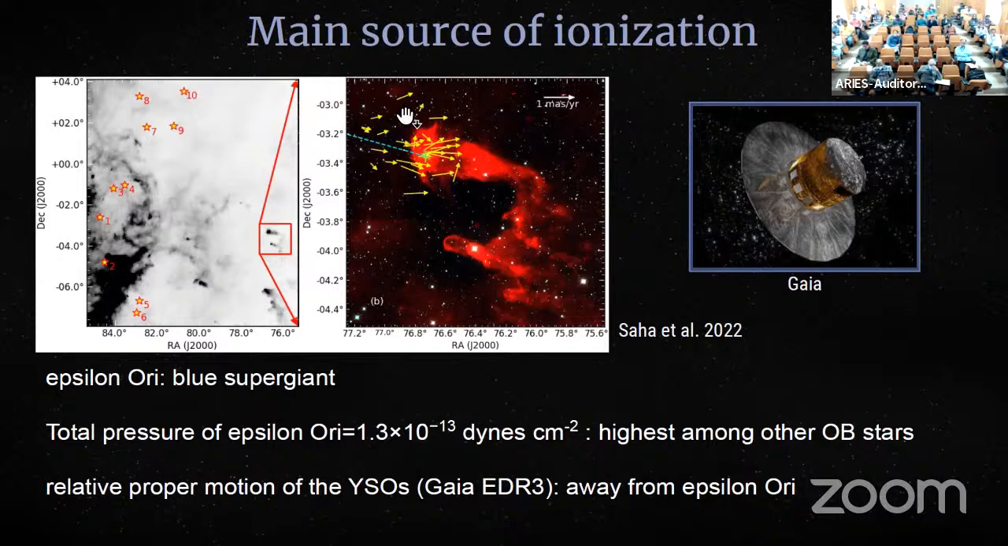In this figure, I have shown the relative proper motion of the YSOs using the yellow arrows. And this is the direction of ionization. This line is connecting Epsilon Ori and the central IRS source here. If we assume that the YSOs are forming within the cloud, that they are kinematically coupled, then their motion would reflect the motion of the cloud itself. So as the YSOs are going away from the direction of ionization, we can say that L1616 is also going away due to the influence of Epsilon Ori.